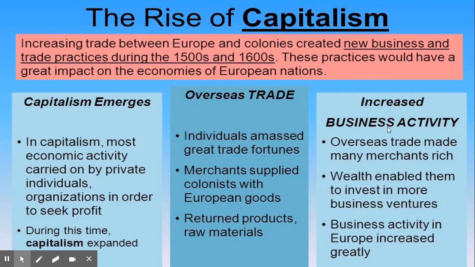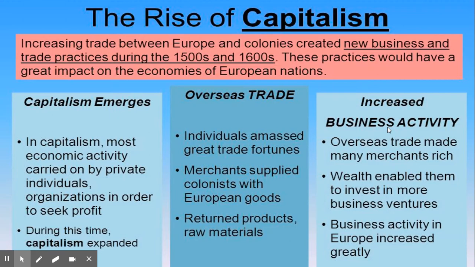Increasing trade between Europe and the colonies created new businesses and trade practices during the 1500s and 1600s. These practices would have a great impact on the economies of European nations. So capitalism actually starts. In capitalism, most economic activity is carried on by private individuals, not the king, not the government, and it's organized in order to make a profit. So capitalism is for a profit. So during this time, capitalism expanded. Overseas trade, individuals amassed great trade fortunes.